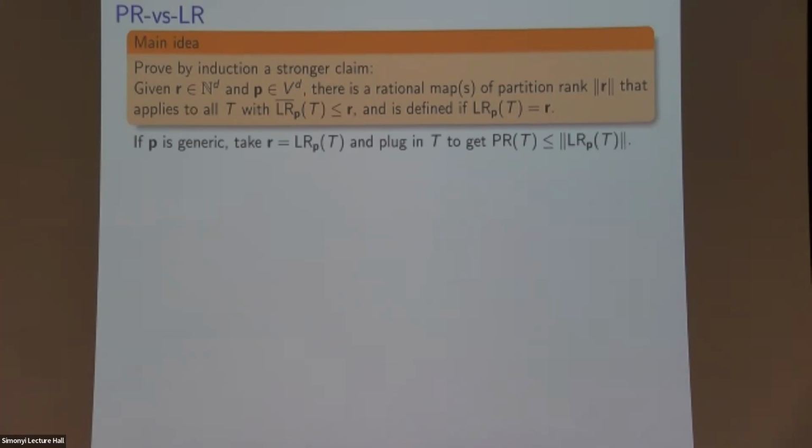But if the point P is a generic point, then this distinction doesn't matter, and we're kind of done. We just choose R to be the local rank of our tensor and just use the formula. So let me give you an example. This is proved by induction.